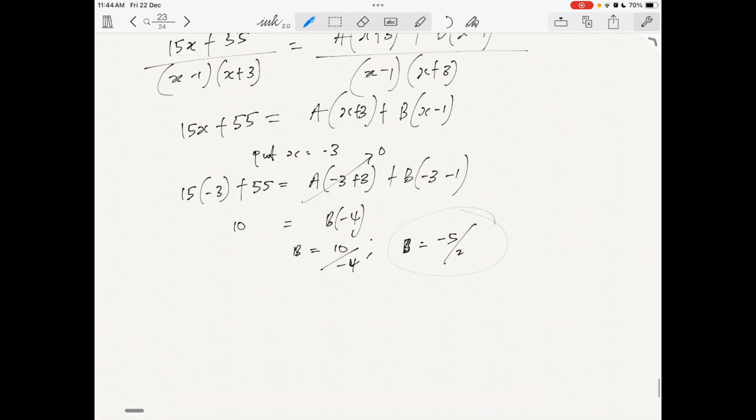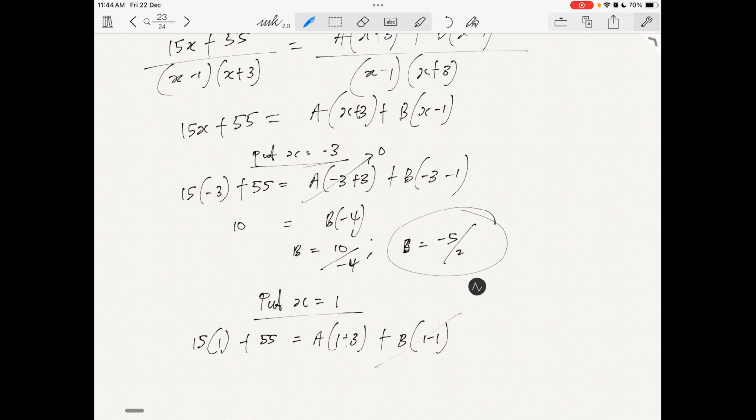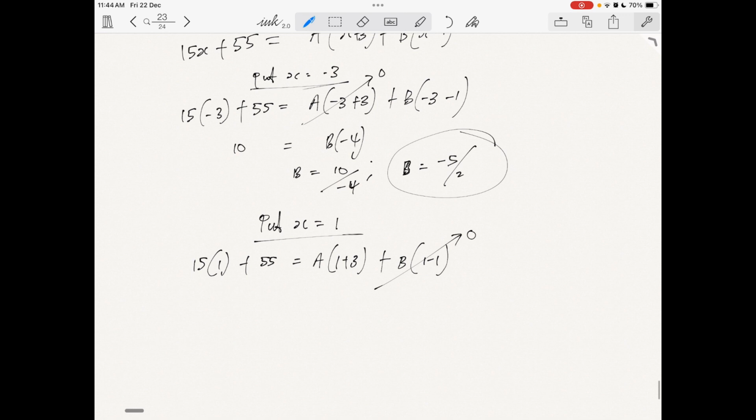Again, I can also put x equals 1. So I have 15 into 1 plus 55 is equal to A into 1 plus 3 plus B into 1 minus 1. This will turn this to 0, and at the end we'll have 70. That's 15 plus 55 is 70, and then we have 4A. So my A will be 70 divided by 4, and that will give us A to be 35 over 2.